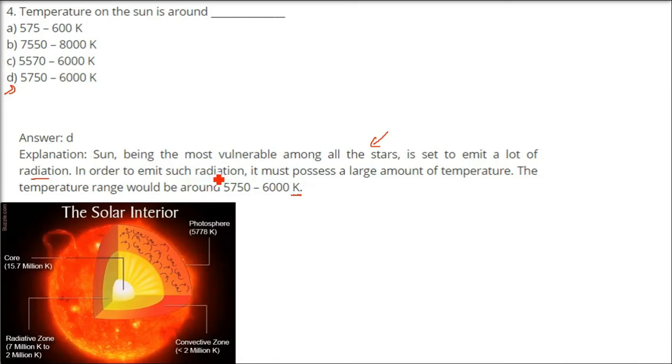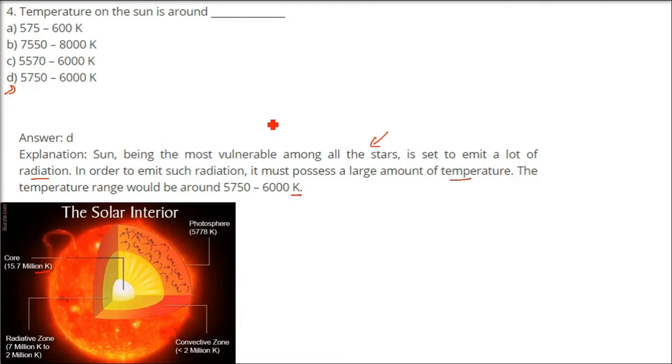You know the distance of Earth from the sun, and even with all that distance we can feel the heat, especially in summers. We cannot stand outside. So it's 5750 to 6000 Kelvin. D is the correct answer. Then we have 15.7 million Kelvin at the core of the solar interior. Then we have the radiative zone at around 7 million to 2 million. Then we come to the convective zone, the outside layer, at 2 million K.